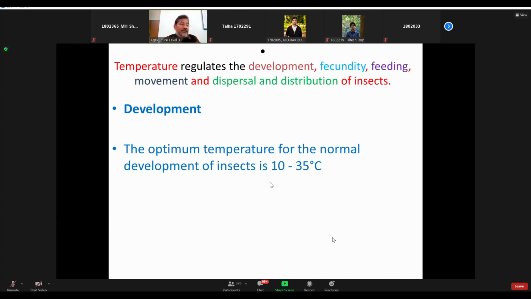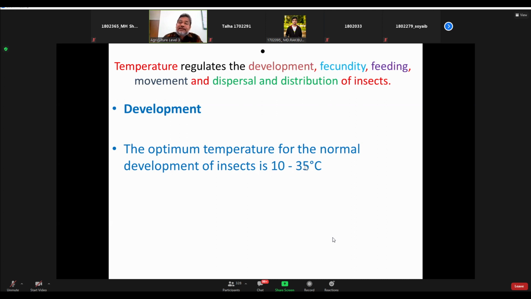The species is active within a certain limit of temperature. So we can say this is the limit of temperatures within which the species will be active. In general, one thing you need to know: insects grow more rapidly in warm weather than in cold weather. The growth is rapid when the temperature is high.